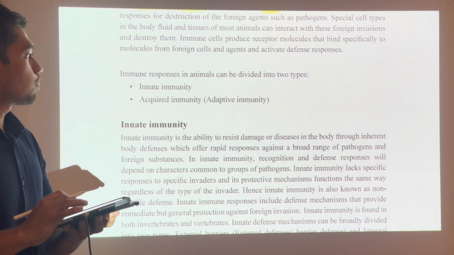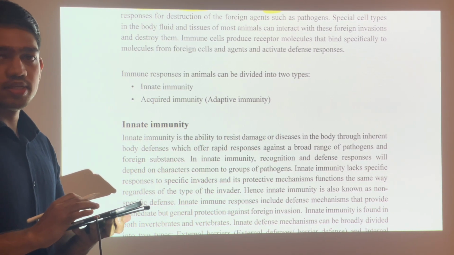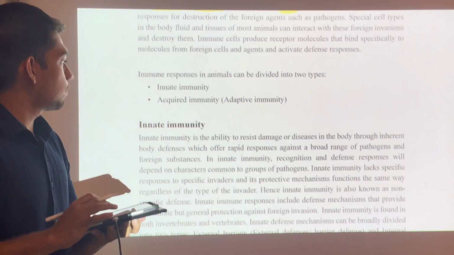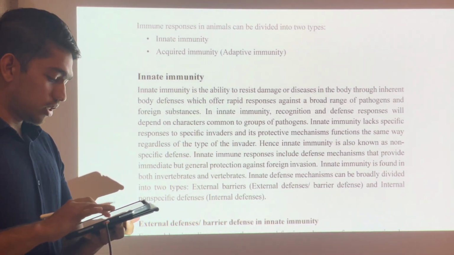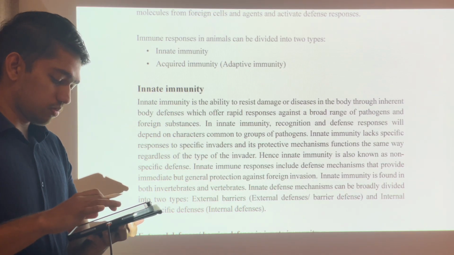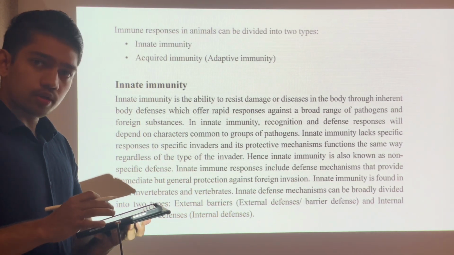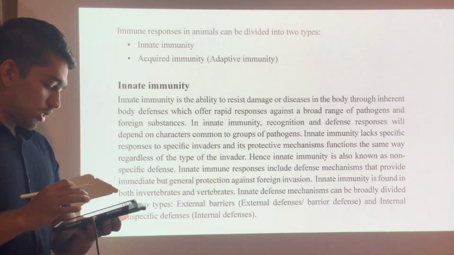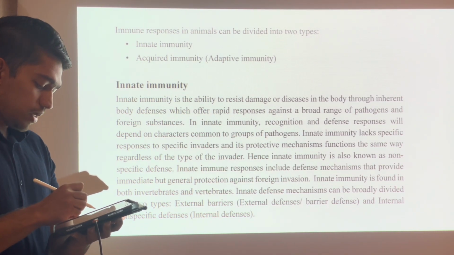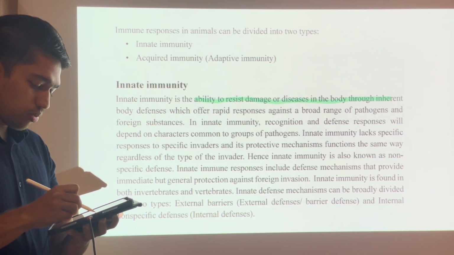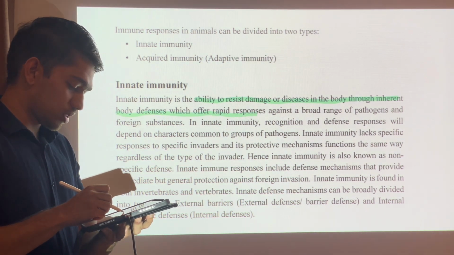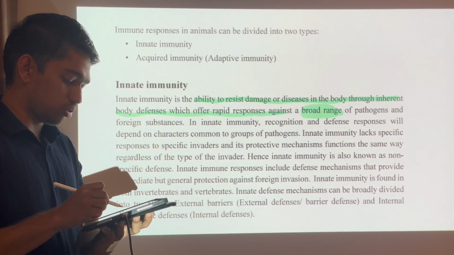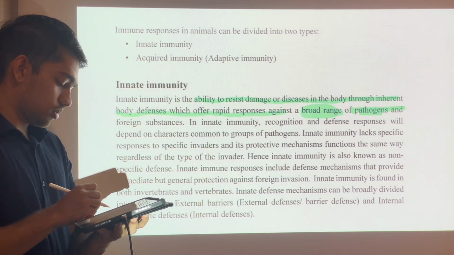So immune response we can divide basically as innate immunity and acquired immunity, right? Innate immunity, let's get into it. I'll explain with diagrams as we go, right? So innate immunity definition is the ability to resist damage or diseases in the body through inherent body defenses, which offer rapid responses against a broad range of pathogens and foreign substances, right?